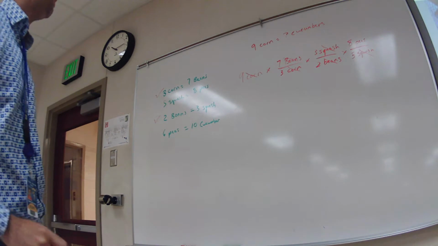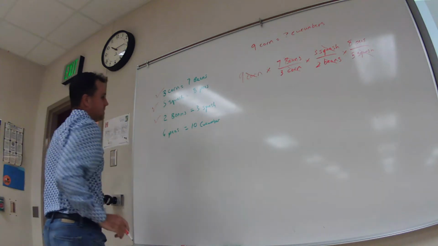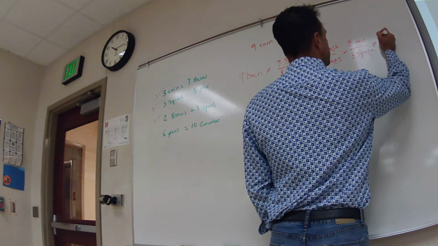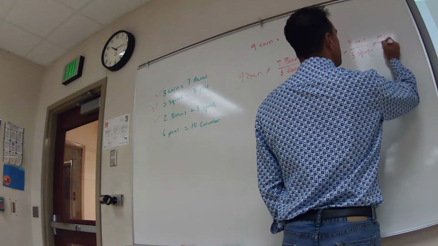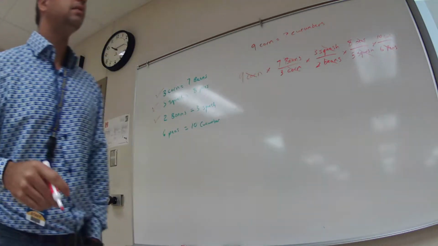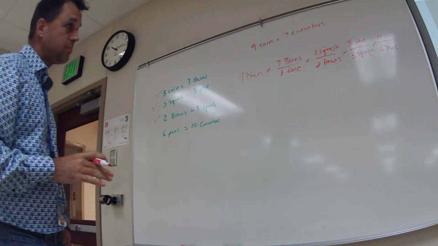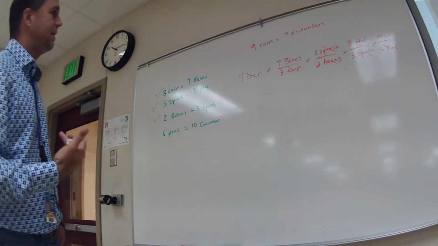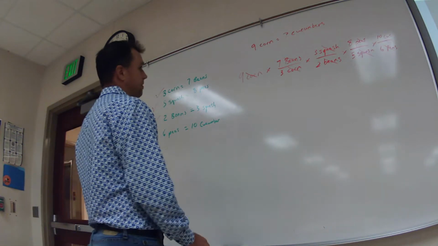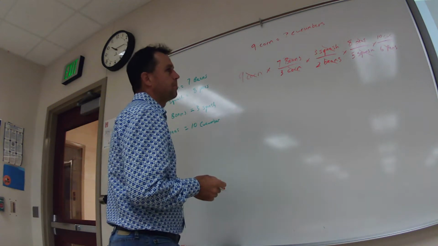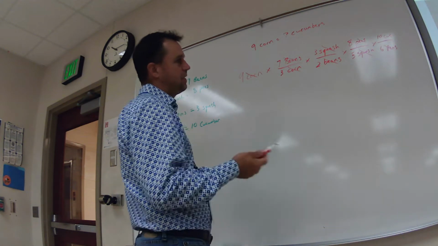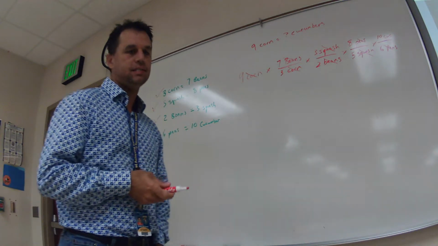And then finally, I'm going to use my 6 peas is 10 cucumbers. So peas is downstairs. So 10 cukes over 6 peas. Hopefully you can still see that over there. So now I've got all the ratios set up right, and every unit has canceled except for cucumbers, which is what I wanted. So now I just get to do the math. Really you could do 9 times 7 thirds times 3 halves times 8 fifths and times 10 sixths if you want to. And that's totally fine.